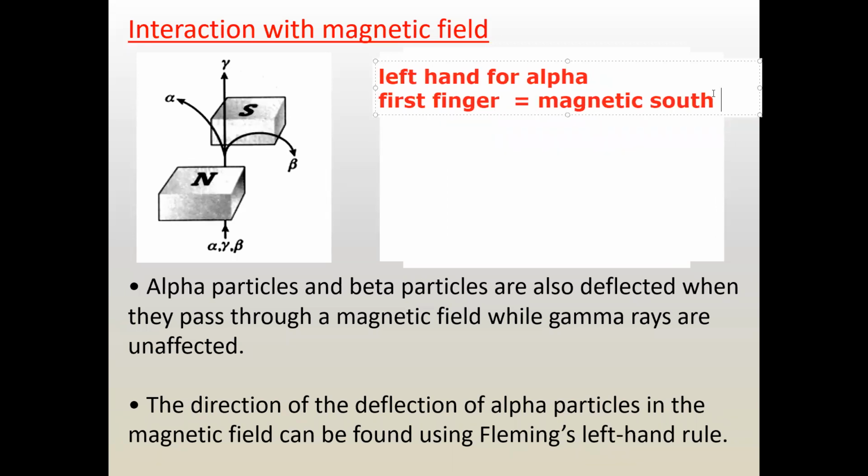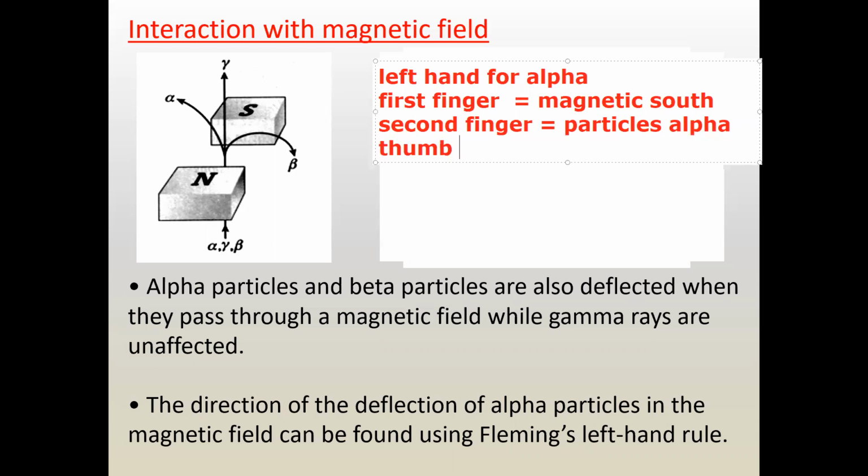What about the second finger? Your second finger of the left hand should represent the direction of the particle, alpha, like which direction alpha is coming from. And your thumb automatically will represent the force or the deflection.